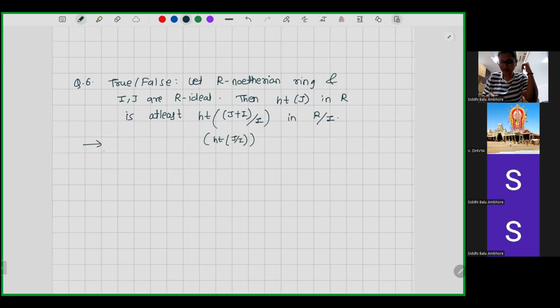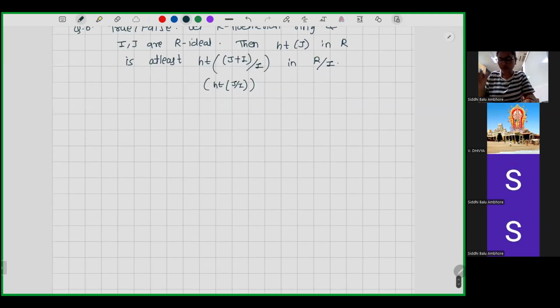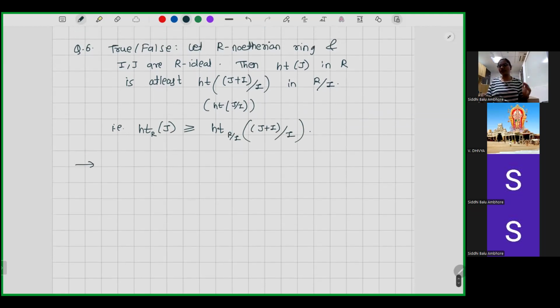If you understand what I mean, you can just ignore what I just said and we can move to the solution. So in short, what they are asking is that the height of J in R is at least the height of J plus I quotiented by I in R mod I. This is the question, and they are asking whether this is always true or not.